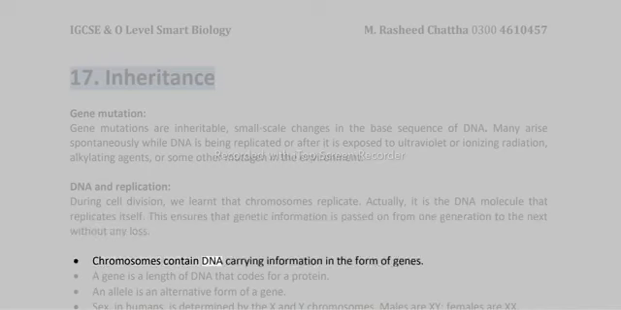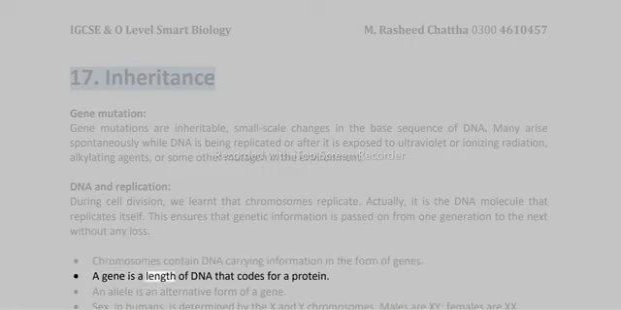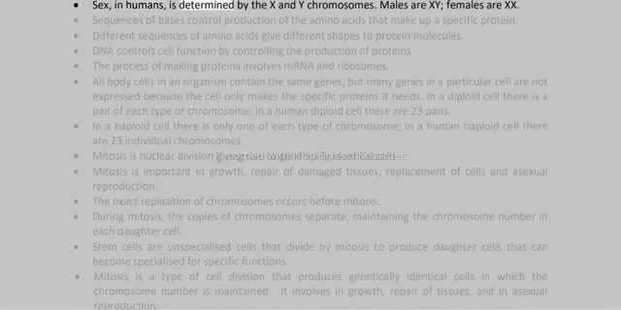Chromosomes contain DNA carrying information in the form of genes. A gene is a length of DNA that codes for a protein. An allele is an alternative form of a gene. Sex, in humans, is determined by the X and Y chromosomes. Males are XY, females are XX.